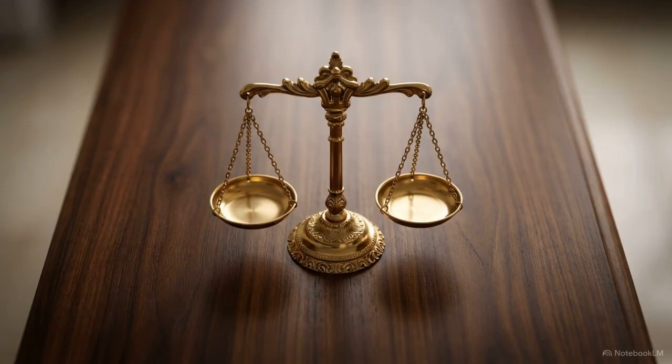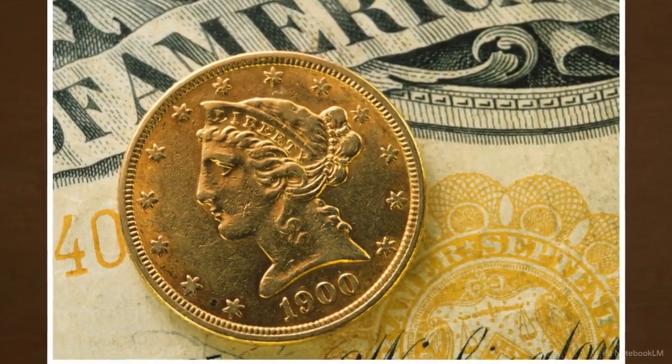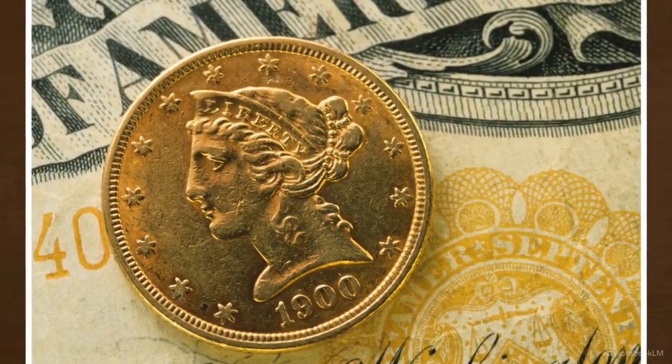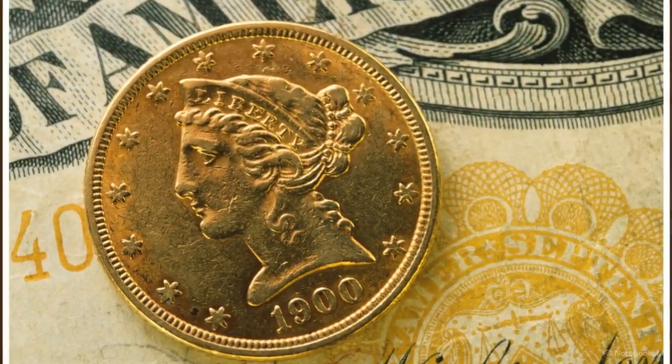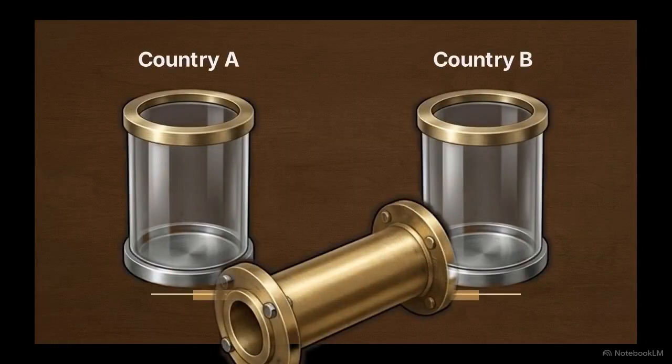Let's set the first rule of our simulation, the fixed exchange rate. Under the classical gold standard, one paper note was legally tied to a specific, unchangeable weight of physical gold. You could walk into a bank and trade paper for metal at a guaranteed rate. This is a model of global trade.